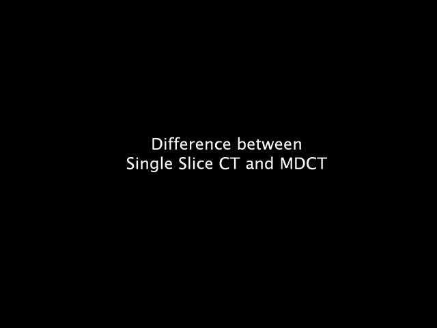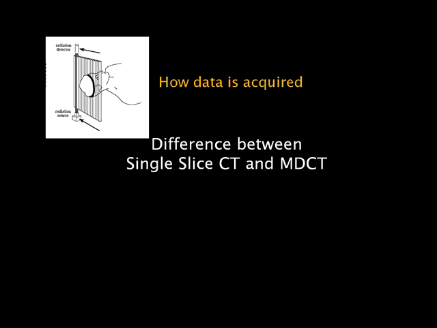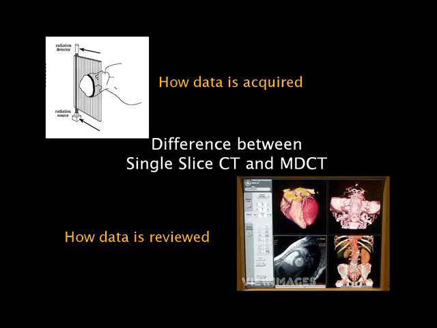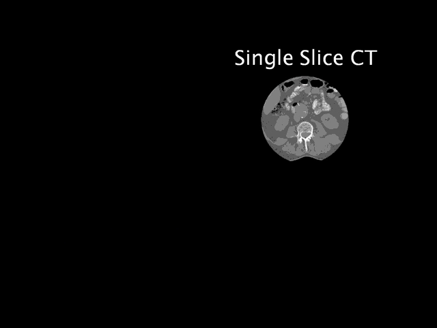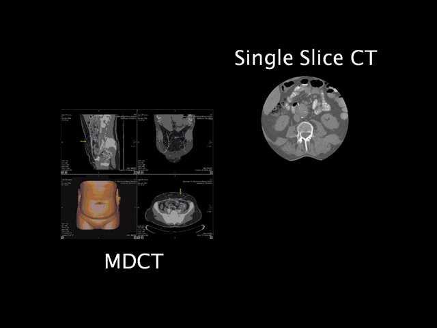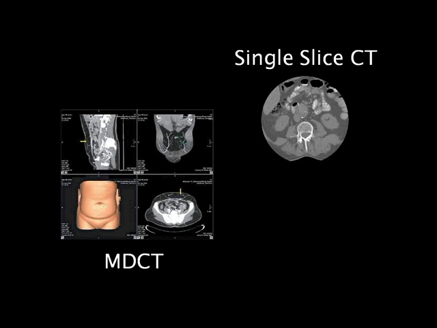The difference between single-slice CT and multi-detector CT is in how the data is acquired and then how the data is reviewed. With single-slice CT, there's little difference between the slice thickness that the images are acquired at and the thickness in which they are reviewed. Volumetric MDCT is different. There is a major difference in how data is acquired and how it's reviewed. Data is acquired in very thin data sets that are used to generate thicker axial slices, as well as multiplanar and volume images.